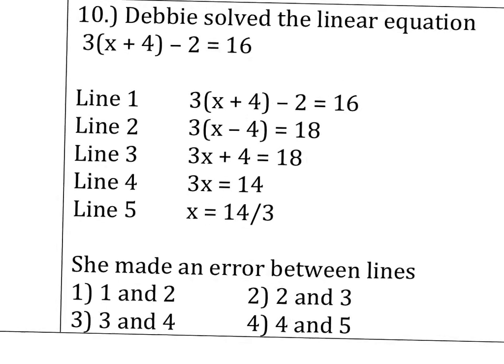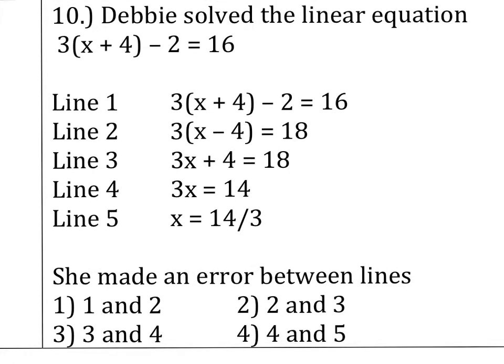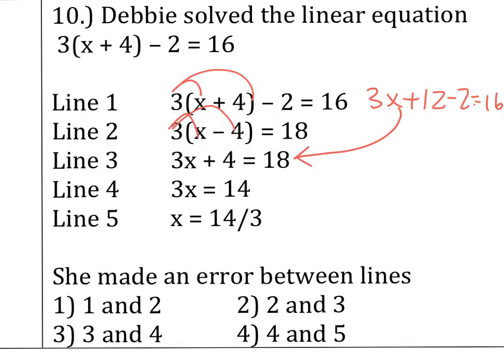Okay, number 10. Debbie made a mistake somewhere, so it's our job to figure out what. So in line number 1, she's supposed to distribute. And she should get 3x plus 12 minus 2 equals 16. But if you look at line number 2, oh, I'm sorry, Miss Previtt made a boo-boo. If you look at line number 3, Miss Previtt should have done that. She distributes, so between 2 and 3 was the mistake. Choice number 2.